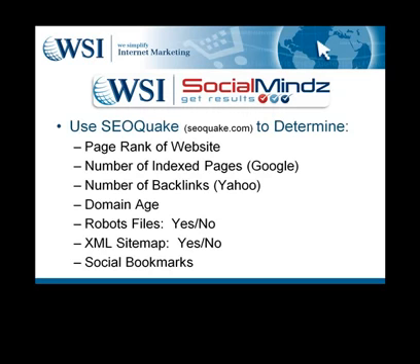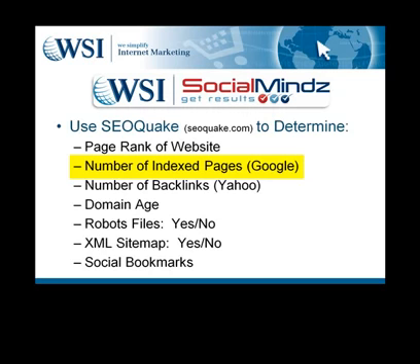So the points that we've highlighted are page rank, and this is a scale from 0 to 10 which Google provides, with 0 being the worst and 10 being the best. It's really determined by the quantity and quality of links pointing back to your website. Number of indexed pages is important because obviously the more pages you have, the more credit the search engines give you. So Google's magical mark is around the 100 page.